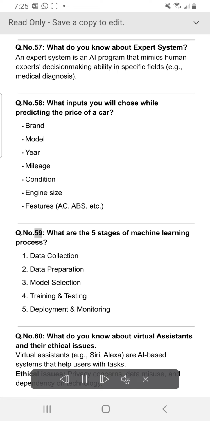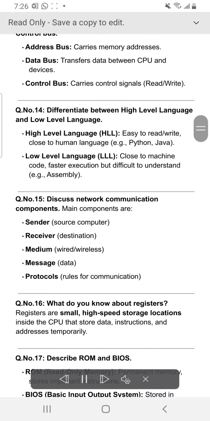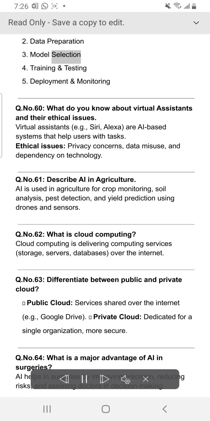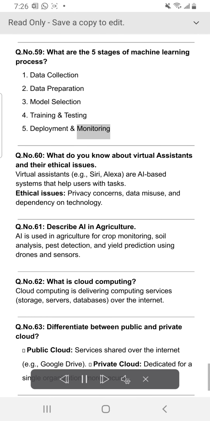Q. Number 59. What are the 5 stages of machine learning process? Data collection. Data preparation. Model selection. Training and testing. Deployment and monitoring.